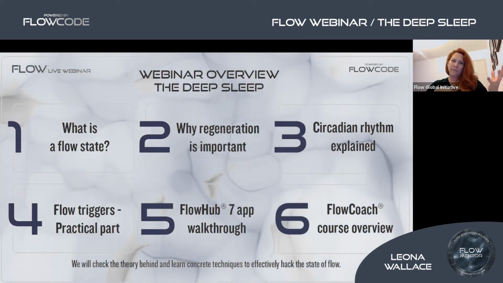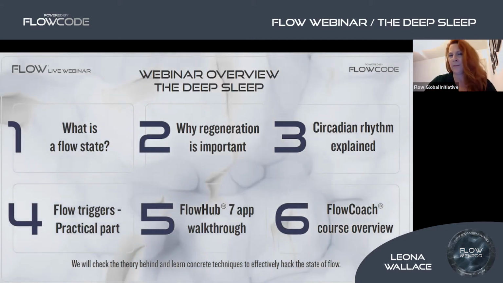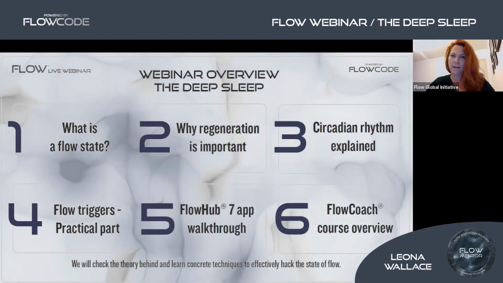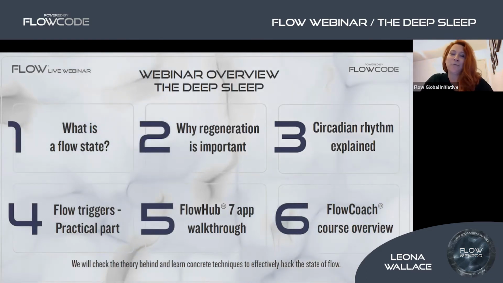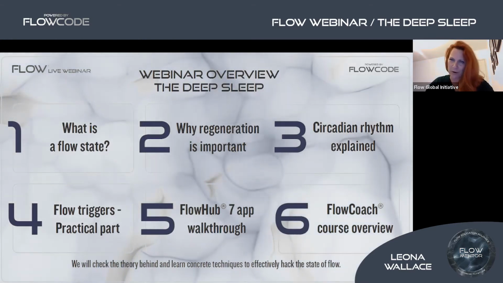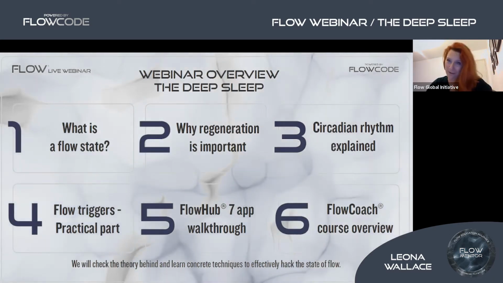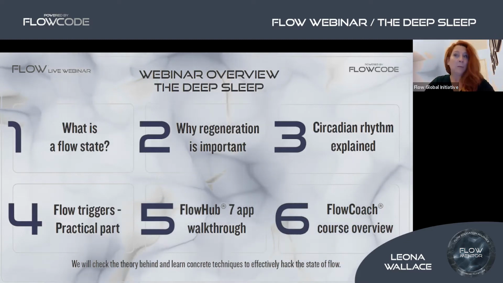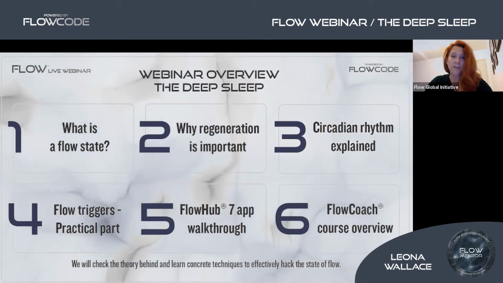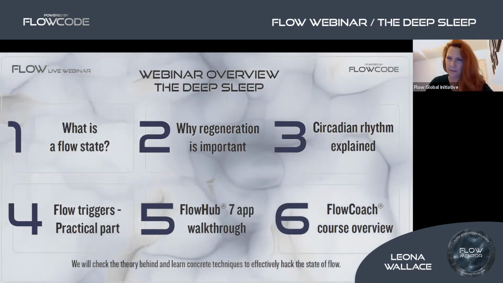We want to know how we can use the flow code within this process of acquiring a deep sleep. Why is regeneration so important to us? We're going to talk about that as well. We're going to talk about this circadian rhythm and explain it some more. We're going to go through some flow triggers, some practical part, and revisit our breath work, because we know that's the foundation for everything. And maybe we'll even talk a little bit about the FlowHub again. We'll see, because here we are, we have all this time together, we're all familiar with each other. Let's use it for some questions and answers and clarity.